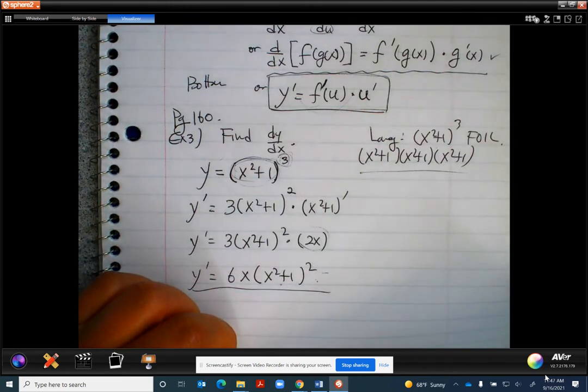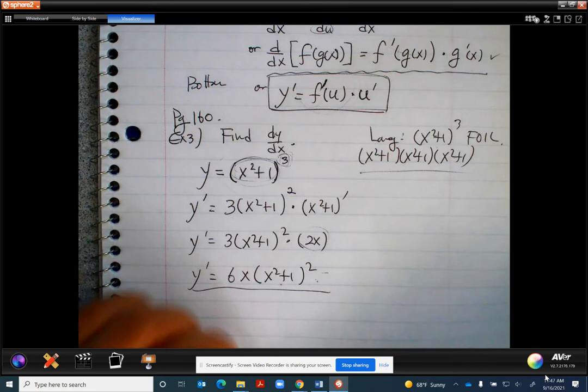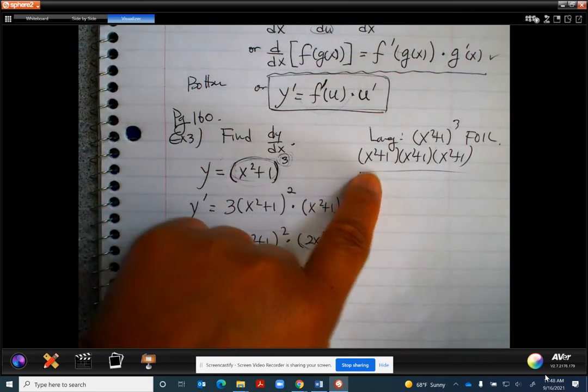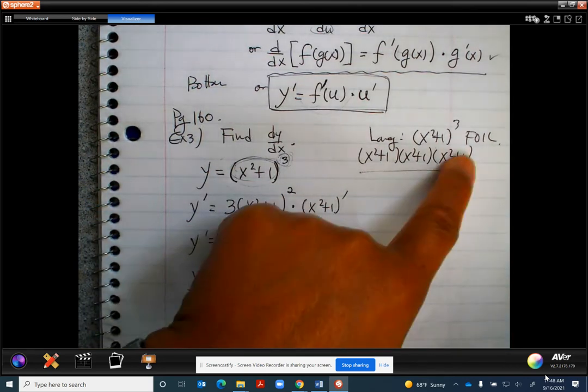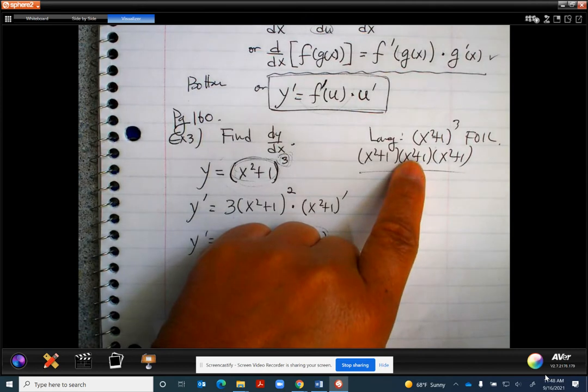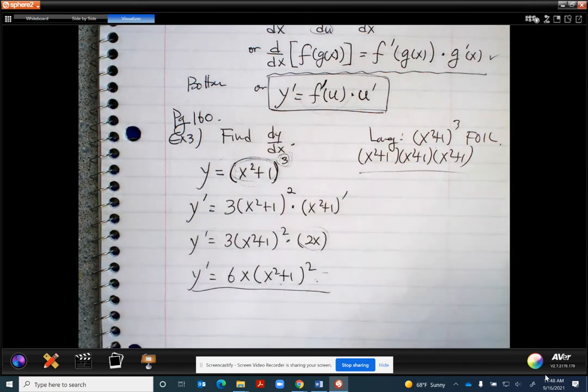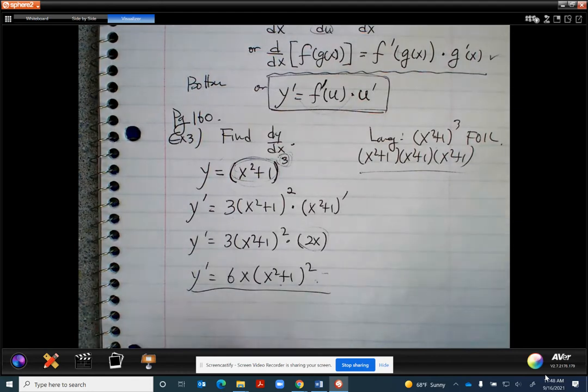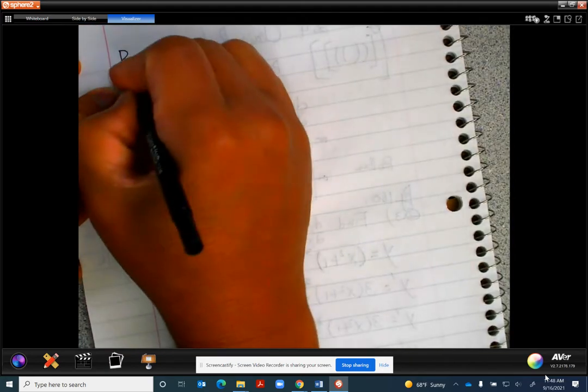Okay, of course, in this case, we could have used the foiling method to actually foil this and then use the power rule. But there are some cases where you can't really foil, and the only method you can use is the chain rule. So let's take a look at that example. For that one, we're looking at page 161.